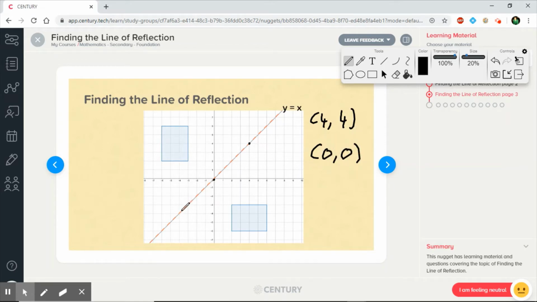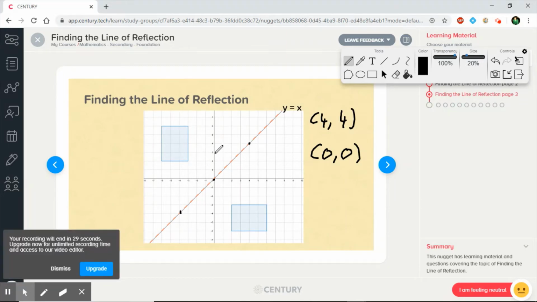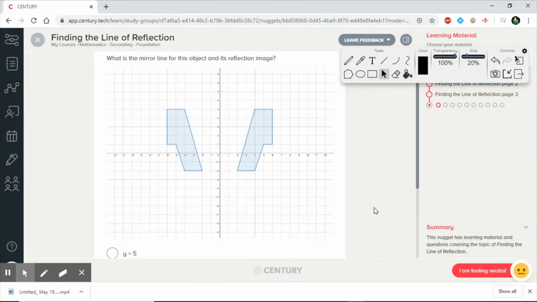Okay, you can go back here. So minus 4, minus 4. That is the point minus 4, minus 4. It has been reflected in this line. It has been reflected in the line y equals x.